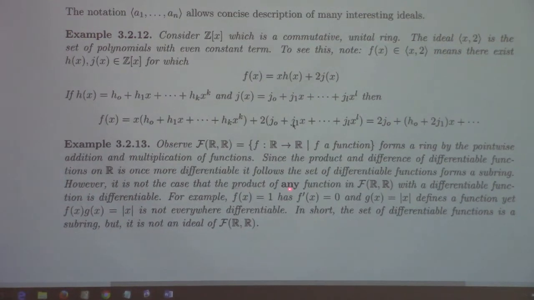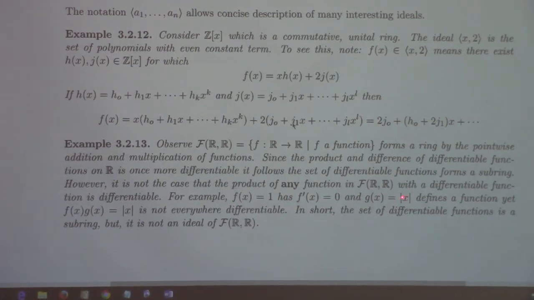Anyway, you could look at the set of differentiable functions, right? Is the product of differentiable functions differentiable? Yeah, right? We have the product rule. Is a sum? Well, yeah, sure, right? So it's a subring. If you take the product or sum of differentiable functions, you again get differentiable functions, but this is not an ideal. Why? For example, if you look at f of x equals 1, we have f prime of x equals 0, right? So this f is a differentiable function.